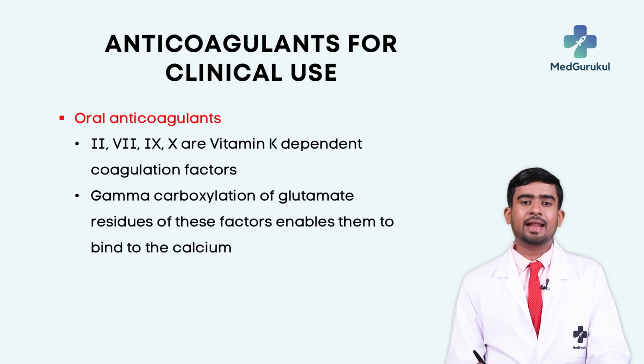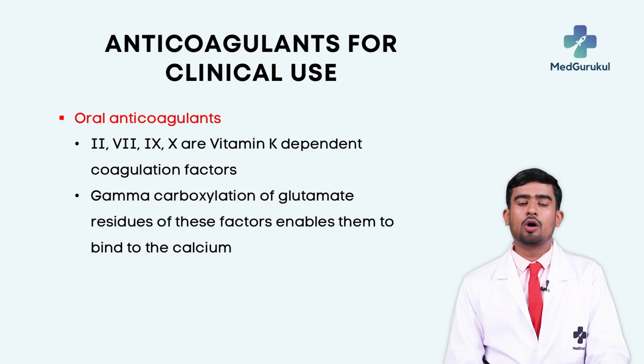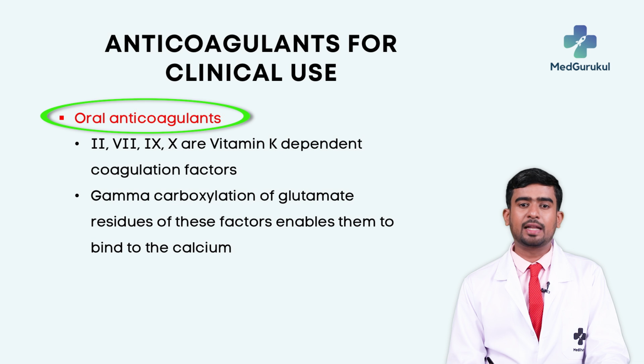Now, coming on to the next type of anticoagulants which are used in vitro, or outside the body, which are not in vivo basically, which are used for therapeutic purpose. They are of two types. They are either oral anticoagulants or they can be intravenous or subcutaneous anticoagulants. Initially, we will see the oral anticoagulants.